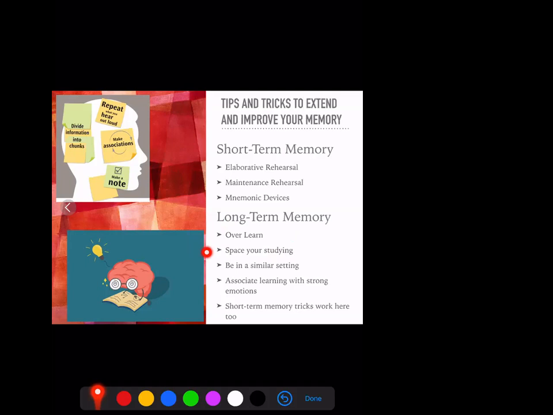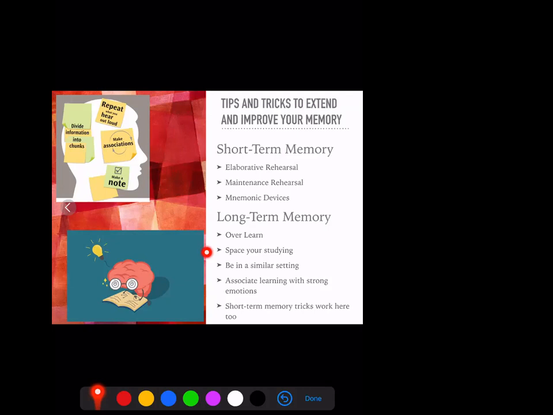Associate learning with strong emotions. This also works just for experiential memory. So if you have a situation that you're very joyful or scared or ecstatic or happy or sad, we're going to remember those more because they're connected to that emotion memory as well.